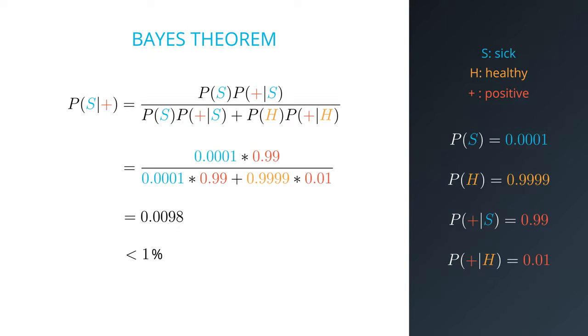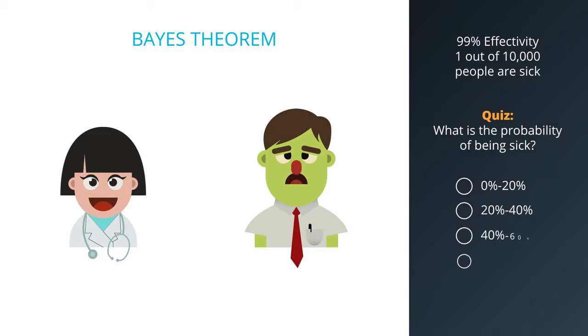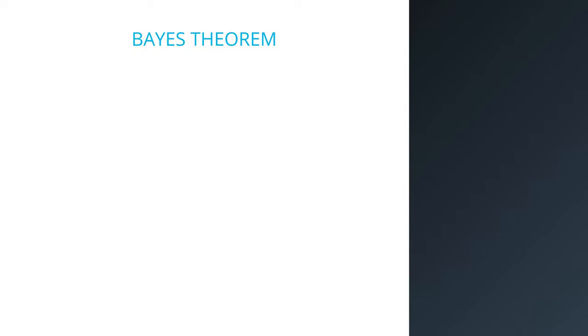Really? Less than 1%? When the test has 99% accuracy? That's strange. But I guess that's the answer to the quiz. So less than 1% falls in this category of 0 to 20%. I'm still puzzled though. Why less than 1% if the test is correct 99% of the time? Well, let's explore. Let's go back to the tree of possibilities.